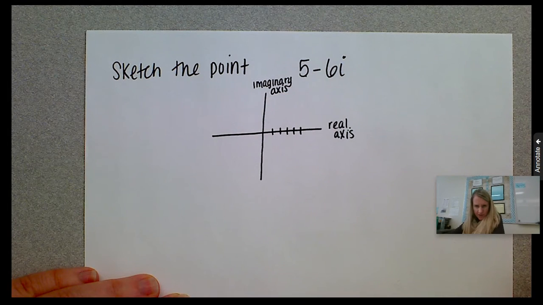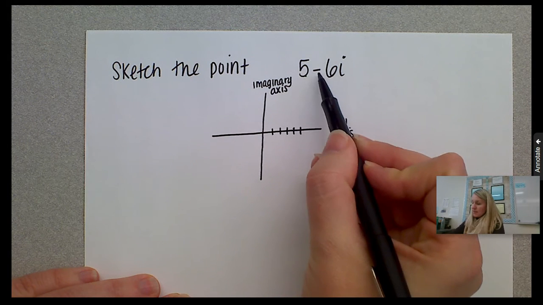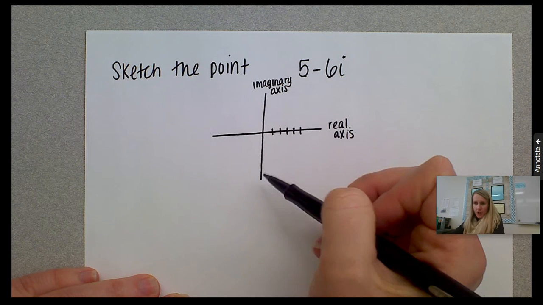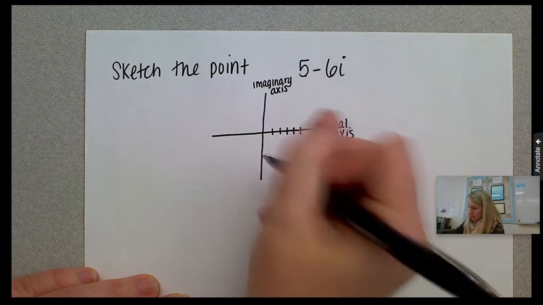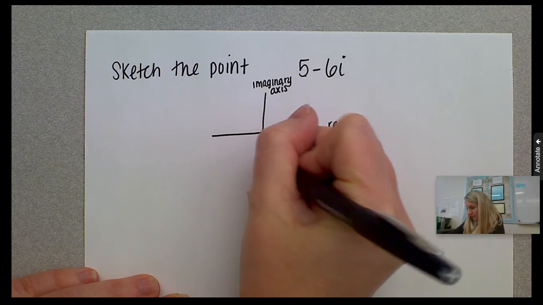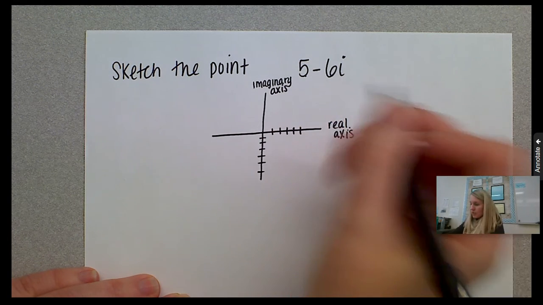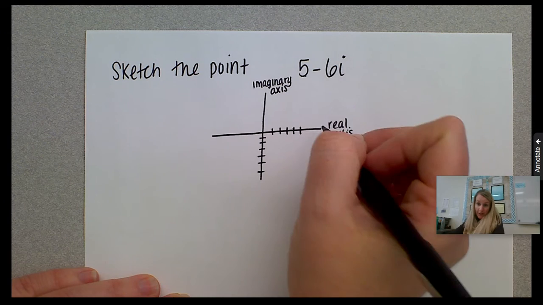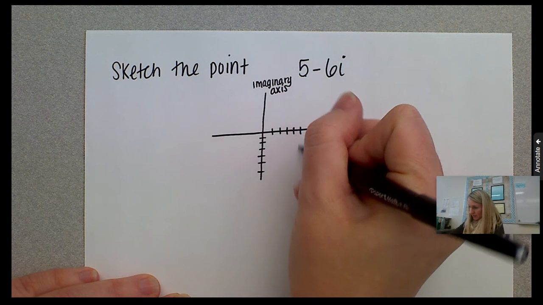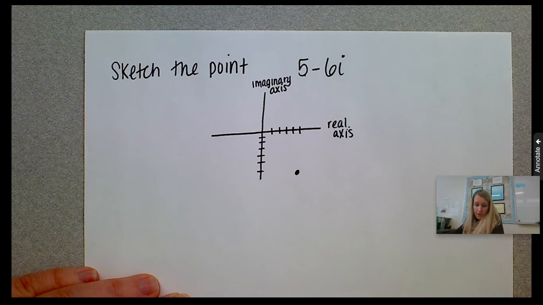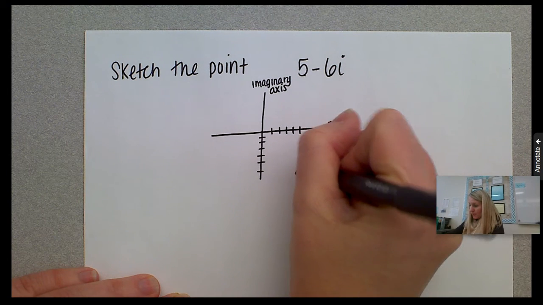Once again, this is just a sketch, so bear with me. The imaginary part is negative 6i, or negative 6. So on the imaginary axis, I'm going to go to negative 6. Once again, we assume the i is with it because it's on the imaginary axis. So then basically you're just going to the point 5, negative 6. So 5 on the real, negative 6 on the imaginary, and that would be your point. If I asked you to sketch the point, that would be it. This would be the point 5 minus 6i.